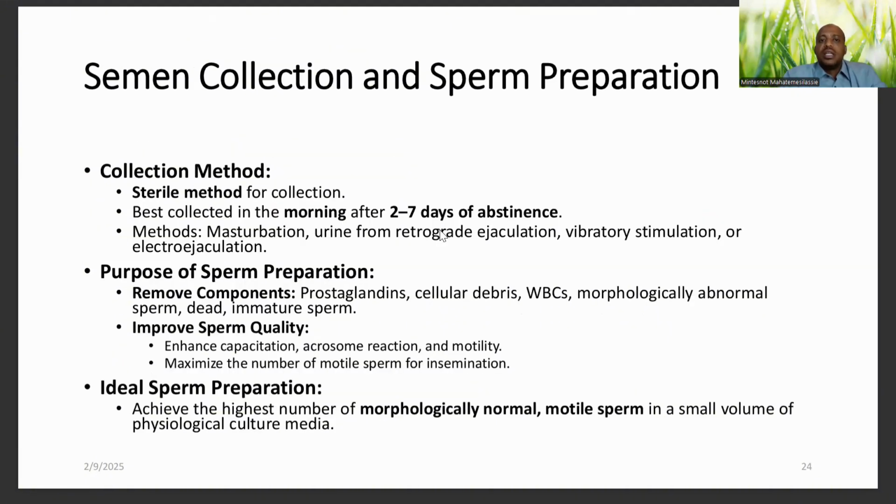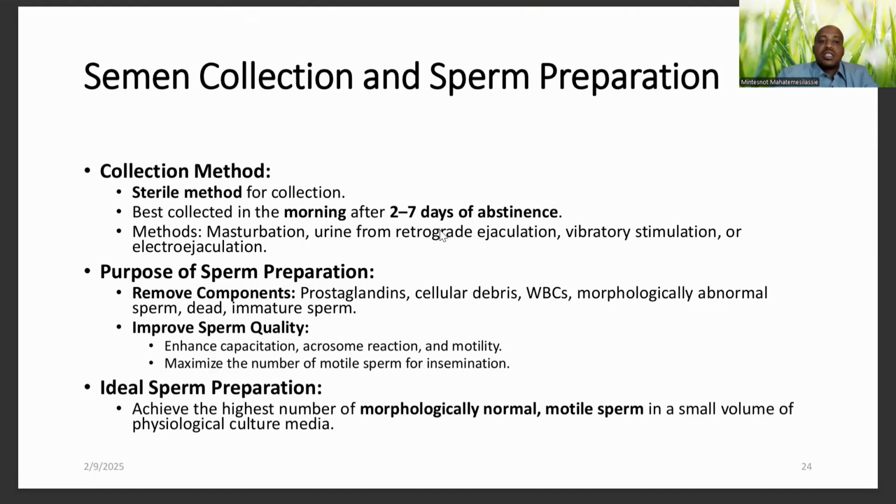After we trigger, the most important step is semen collection and sperm preparation. During collection, we have to use a sterile cup, and the male partner should have abstinence for 2 to 7 days. If there is abstinence less than 2 days, there is a risk of oligospermia. If the abstinence time is more than 7 days, the motility of sperm is affected. Preferably, the sperm is collected in the morning, and there are different ways of collecting the sperm.